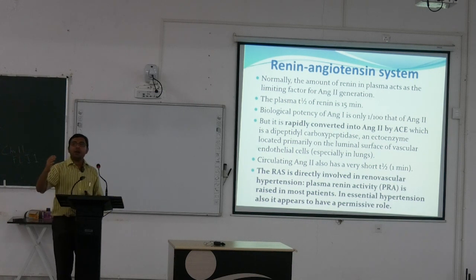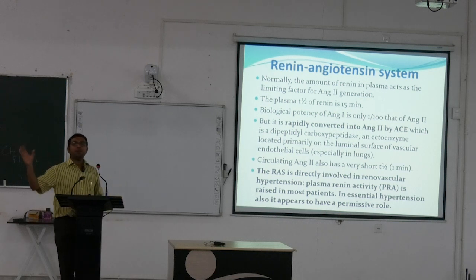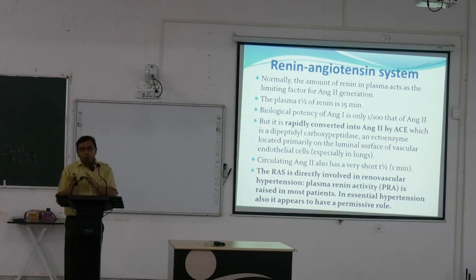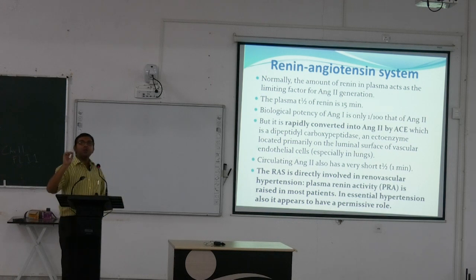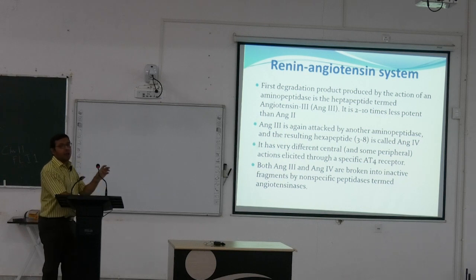Apart from this, there are different types of secondary hypertension, that is, hypertension caused by different other agents, by different other diseases, caused by other problems like renovascular hypertension. In all of these cases, the renin angiotensin system plays an important role. Now the first degradation product produced by the action of this aminopeptidase is angiotensin 3. That is, it is also converted to angiotensin 3 after angiotensin 2, but it is less potent. It is again attacked by another aminopeptidase and converted to angiotensin 4. So this is the metabolism of angiotensinogen in fact.